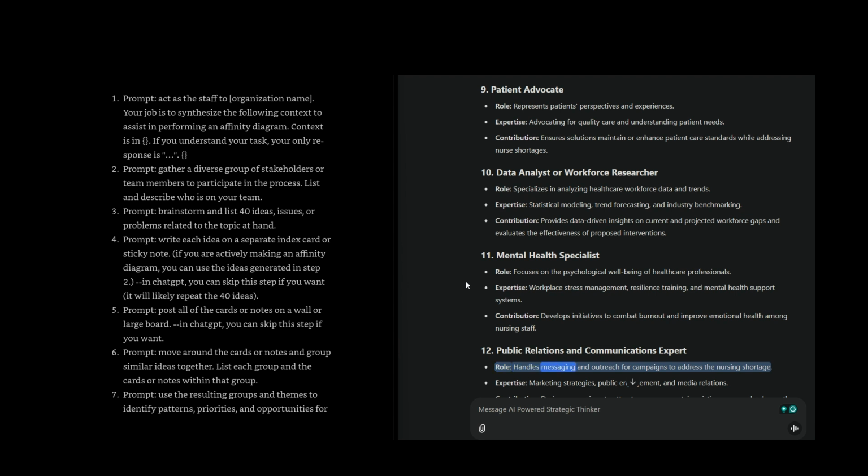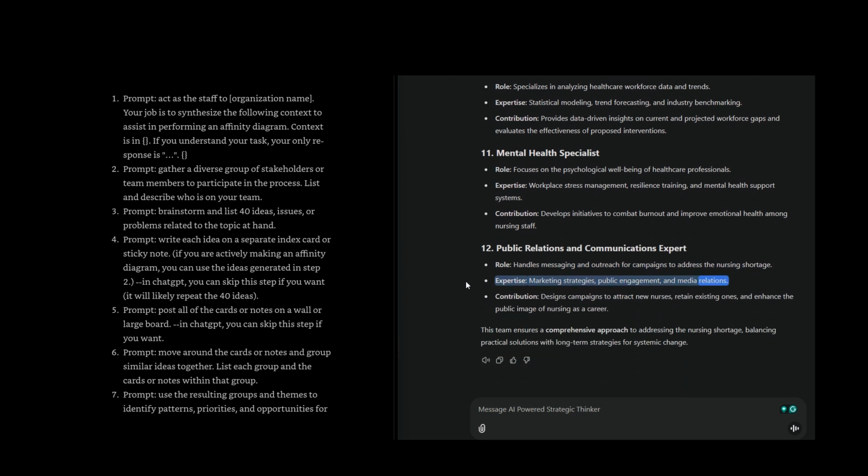12. Role: handles messaging and outreach for campaigns to address the nursing shortage. Expertise: marketing strategies, public engagement, and media relations. Contribution: designs campaigns to attract new nurses, retain existing ones, and enhance the public image of nursing as a career.